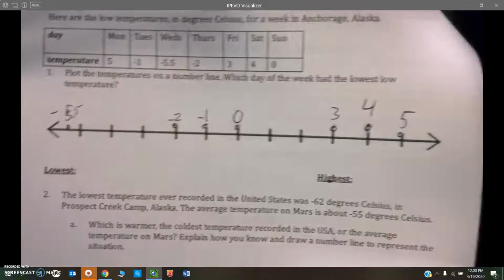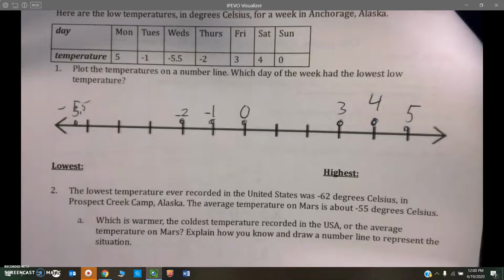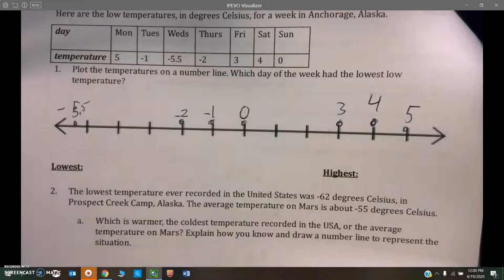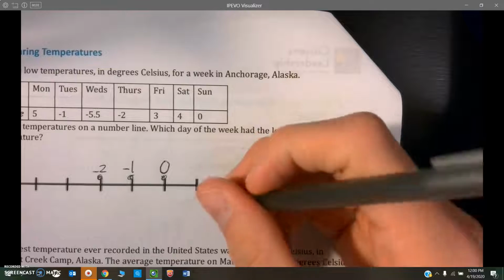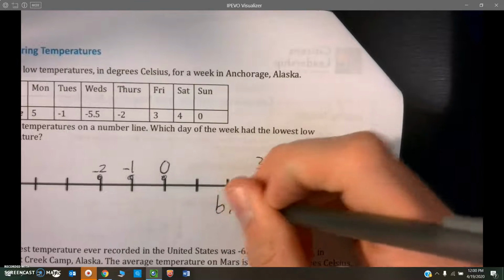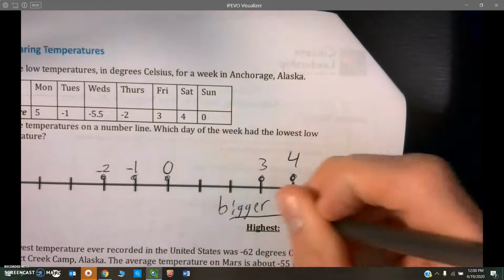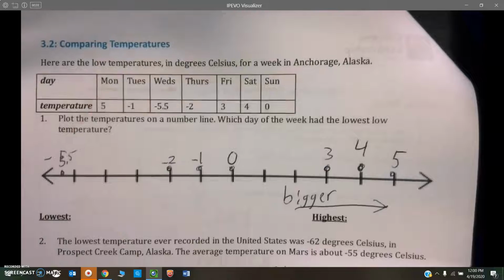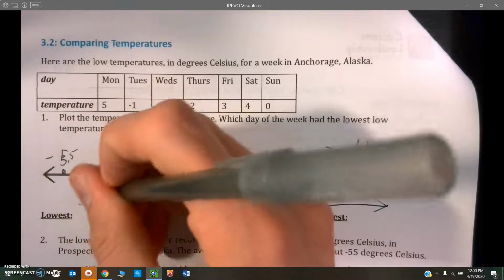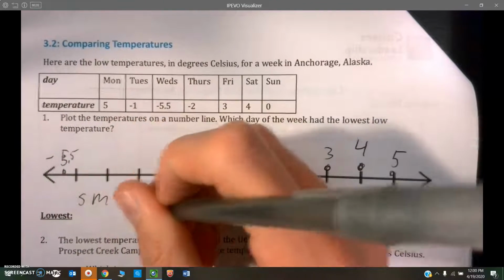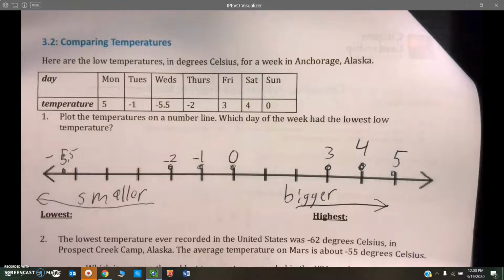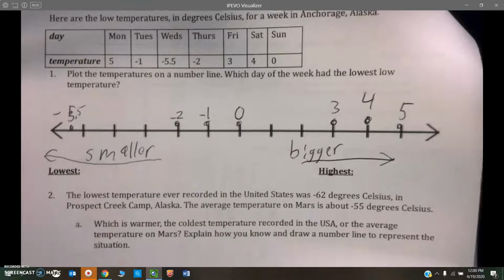Okay, so there are my points on the number line. Once again, important to know, positives are to the right. It's also important to note that numbers get bigger the further to the right you go, and numbers get smaller as you go to the left. Okay, so I'm just going to add that little note there.